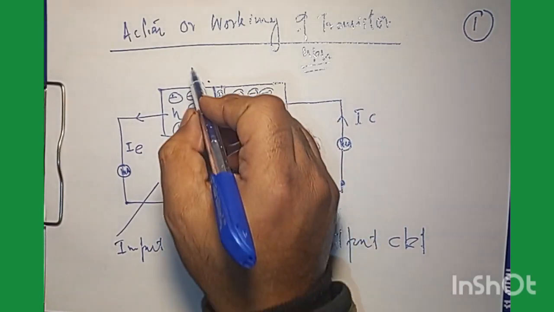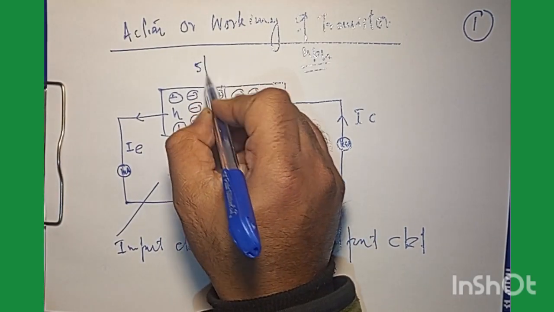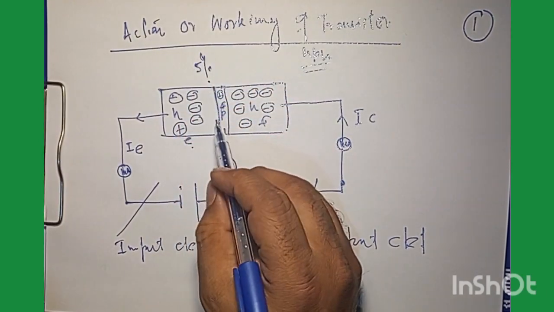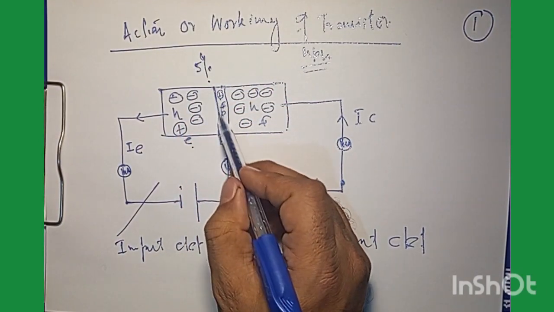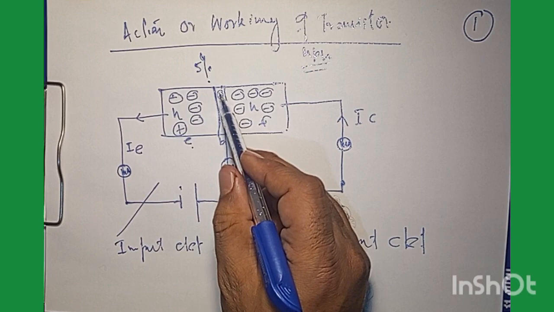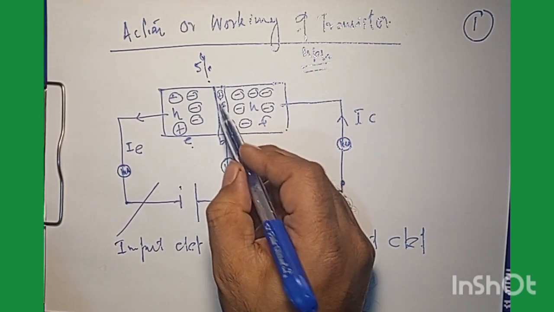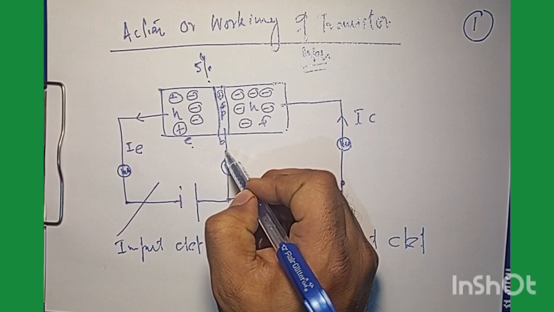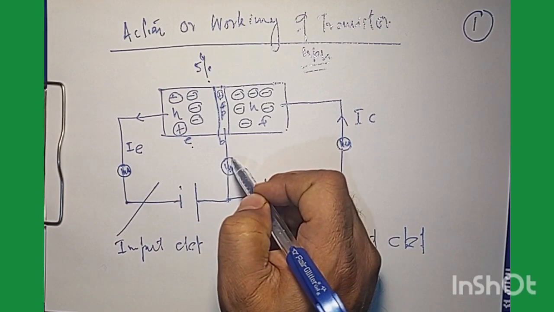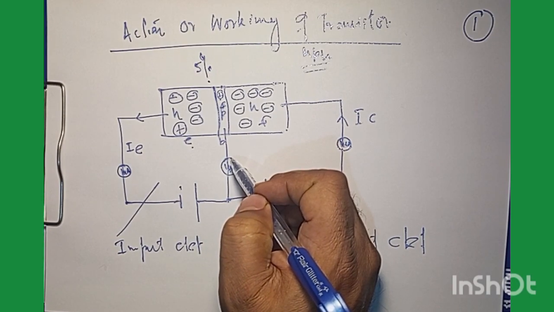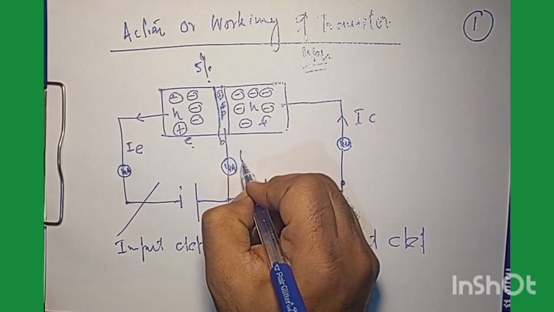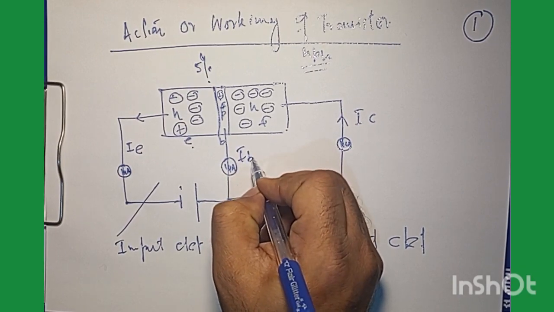It's nearly 5% of these electrons that combine with the holes in the base region, resulting in a small base current here, and that can be measured by this current meter, right? And that is IB here. So I'll call that IB.